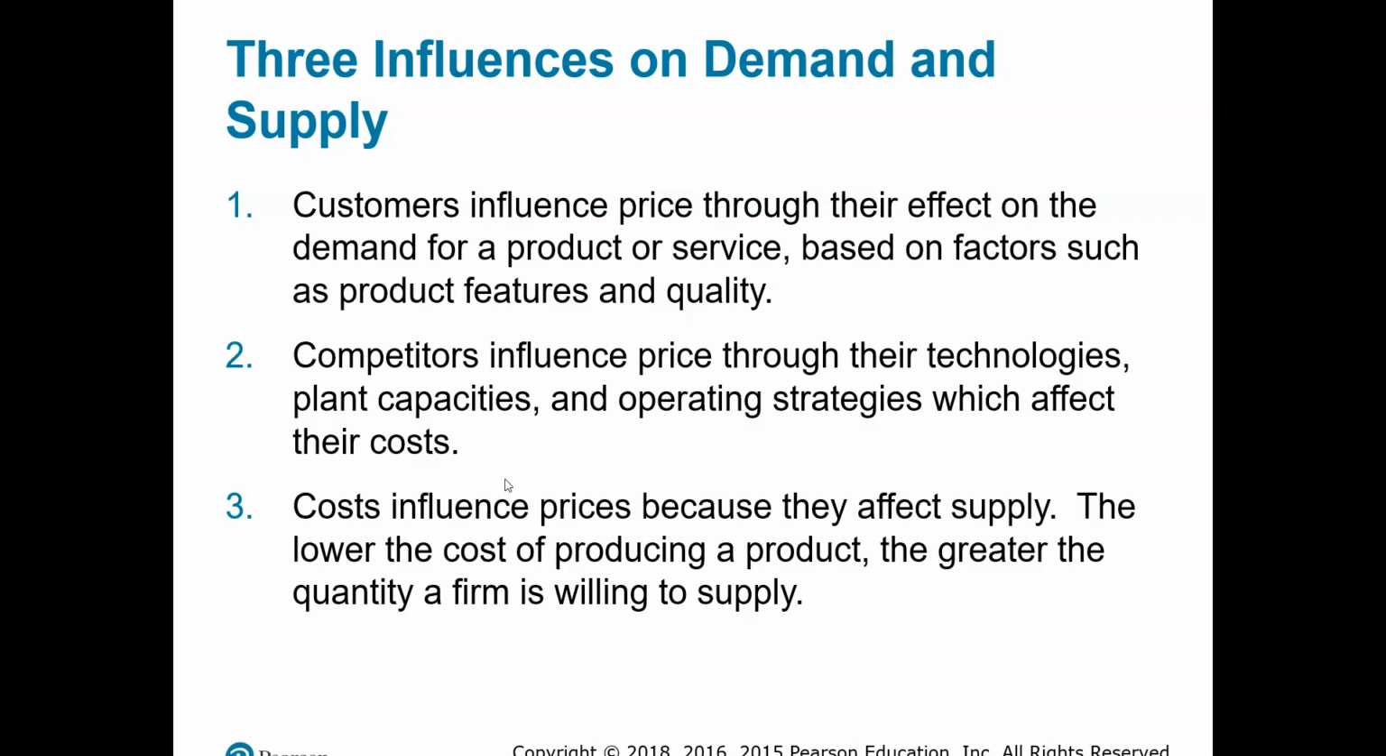So the lower the cost of producing a product, the greater the quantity I'm willing to supply to my customers and have available, versus something that's a lot higher cost. Well, I may not want to keep a lot of supply on hand. I may want to keep just enough, which will then constrict supply of that product.